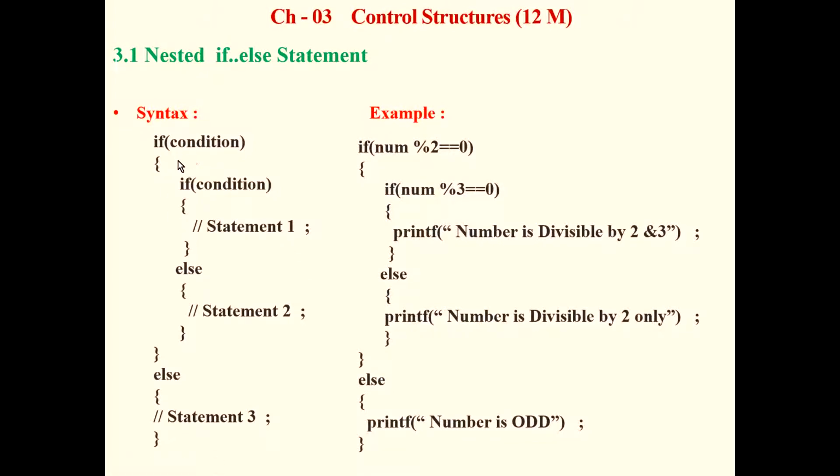So there are three possibilities in nested if-else. Statement 1, statement 2, statement 3 are the lines of code that we write in the curly brackets. Again I tell you, if the first condition is true and the second is true, statement 1 is executed. If the first condition is true and the second is false, then statement 2 is executed. And if the first condition is false, then it directly executes statement 3. Okay, so let's see one example here.